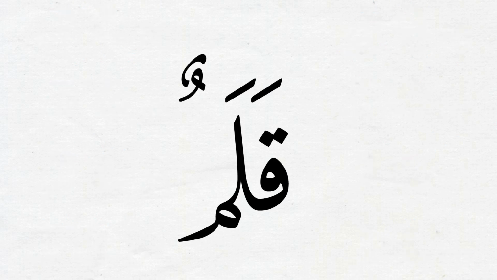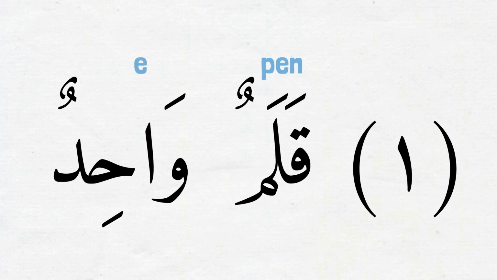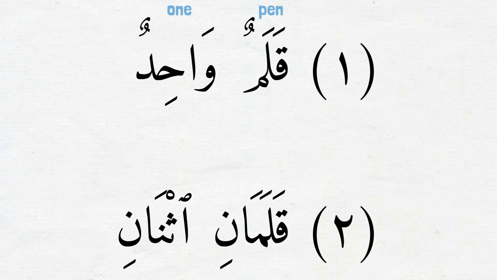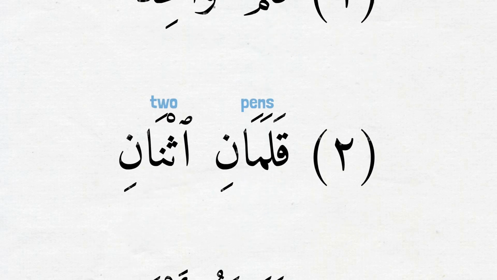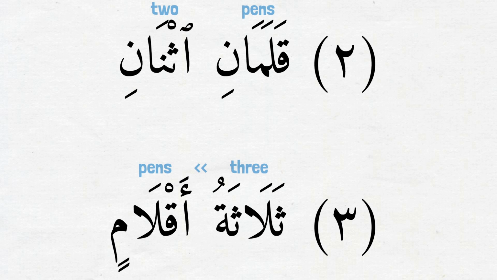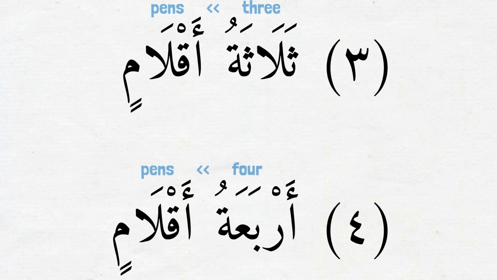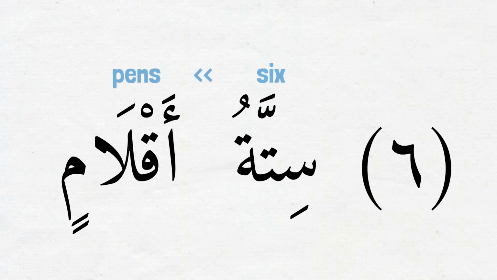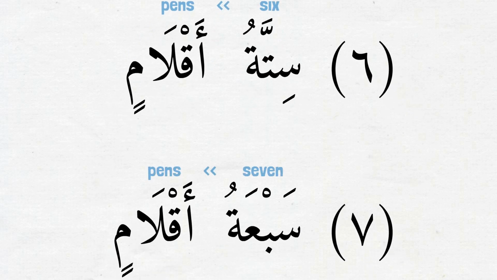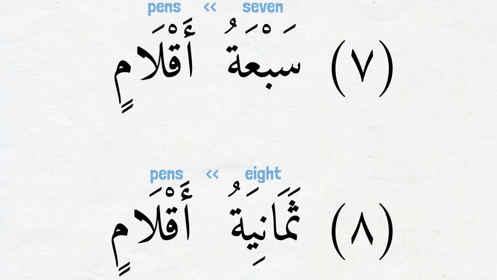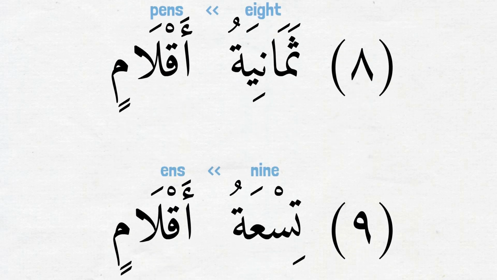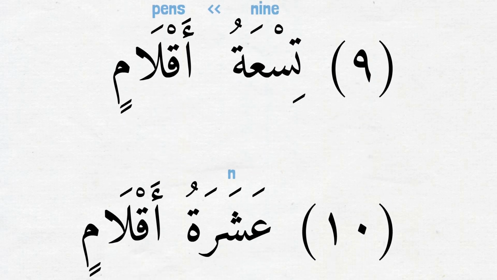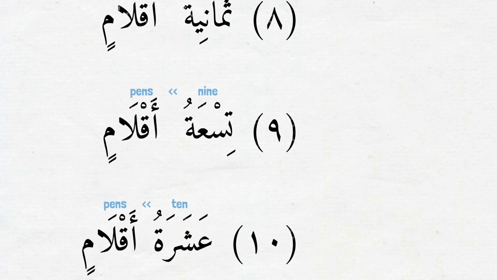The next noun is قلم, a pen. Let's read Arabic only. قلم واحد. قلمان اثنان. 3 أقلام. 4 أقلام. 5 أقلام. 6 أقلام. 7 أقلام. 8 أقلام. 9 أقلام. And finally, 10 أقلام.